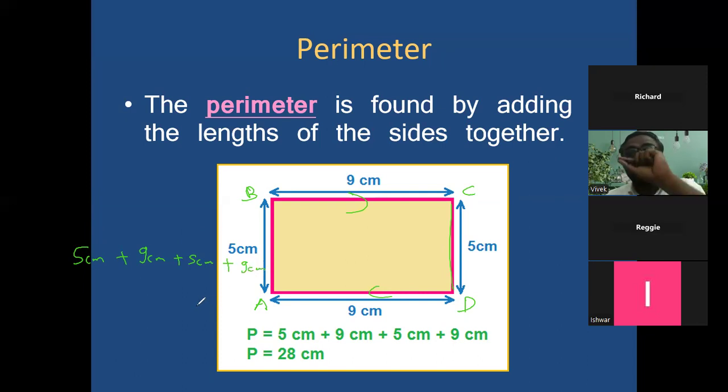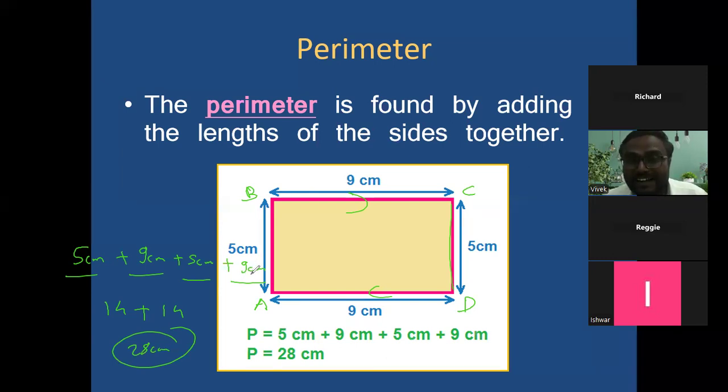So what did we do? We added all the lengths of the sides. 5 plus 9 is nothing but 14. Again, 5 plus 9 is nothing but 14. So 14 plus 14 is equal to 28 centimeters. So that is going to be the perimeter of this rectangle over here.